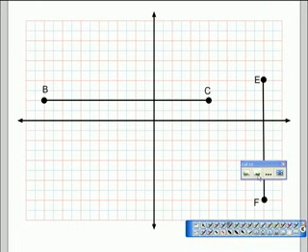Well, let's take a look at these lines. Line BC. How could I find the distance between B and C? Get the coordinates? Okay. This is 1, 2, 3, 4, 5, 6, 7, 8, 9, 10, 11, 12. So it's negative 12, 2. And this one is 6, 2. Okay, I got the coordinates. Now what?